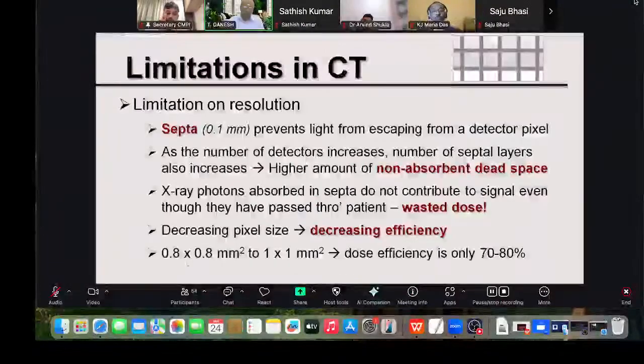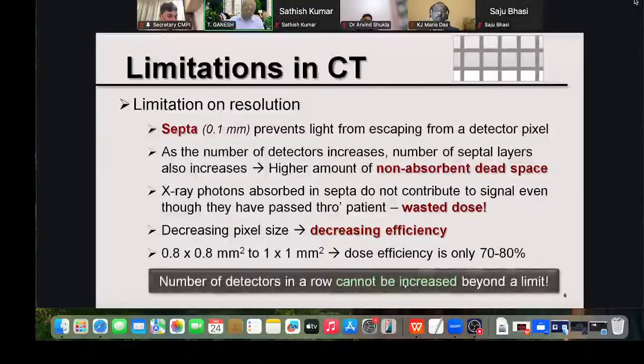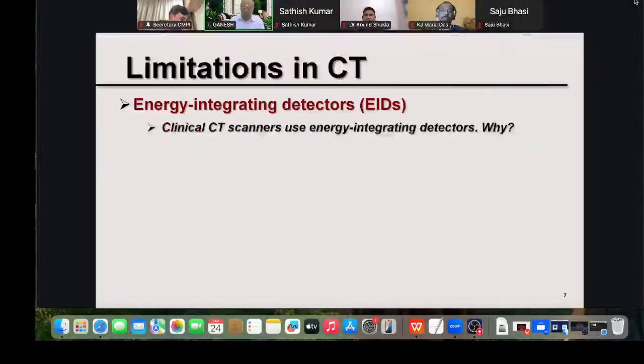So we now have about 0.8 by 0.8 millimeter square to 1 by 1 millimeter square. That's the size of the detectors that we have now, and the dose efficiency is only about 70 to 80%. So the bottom line is that the number of detectors in a row cannot be increased beyond a limit. There's no further increase possible.